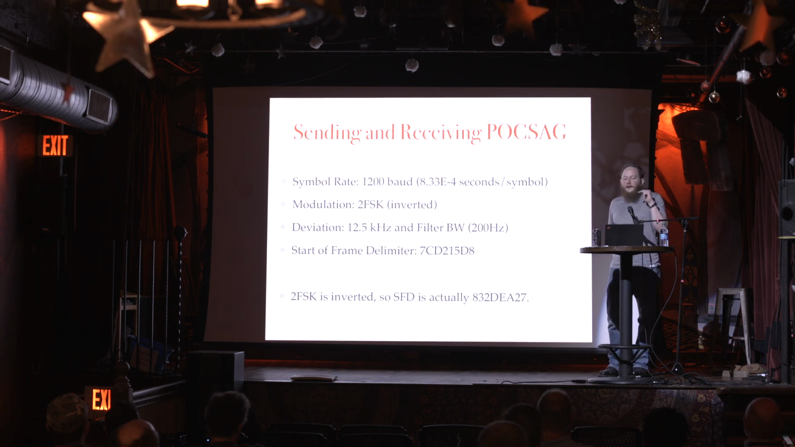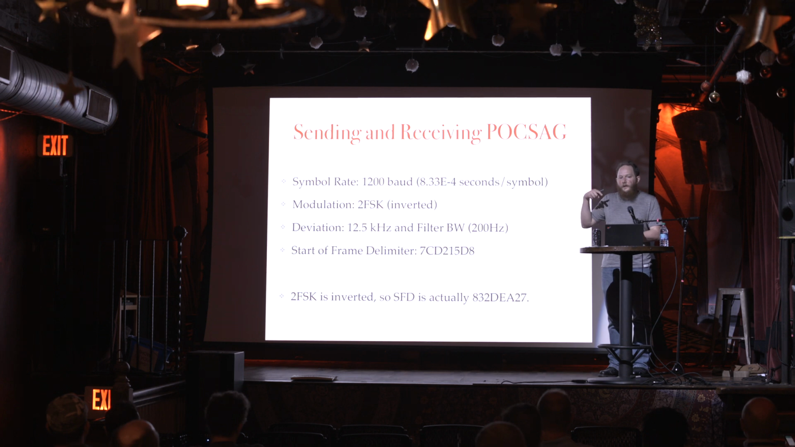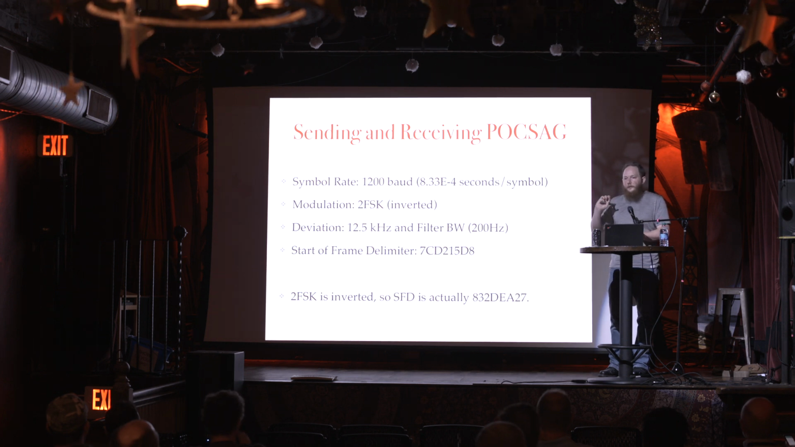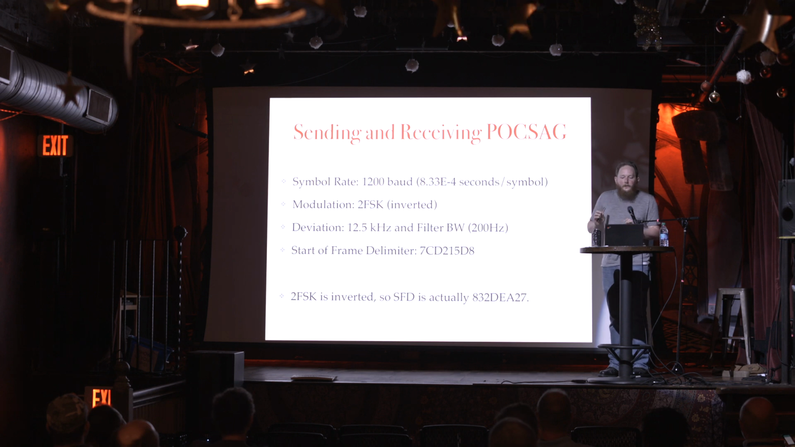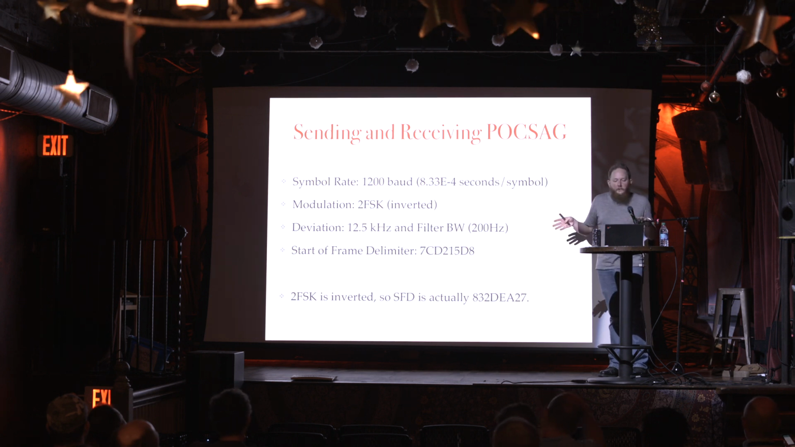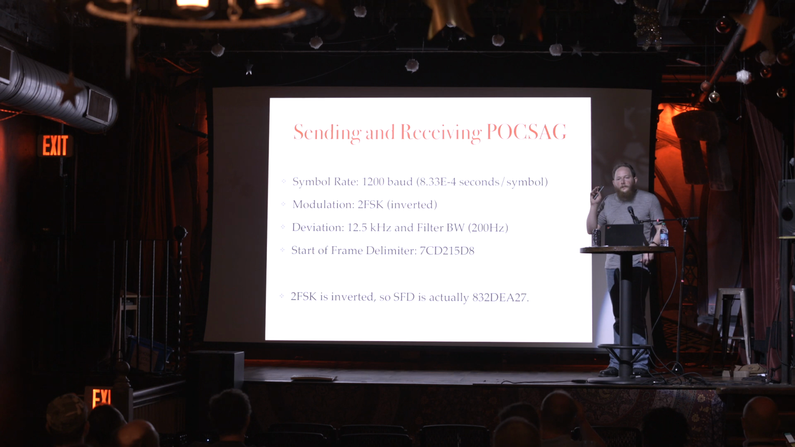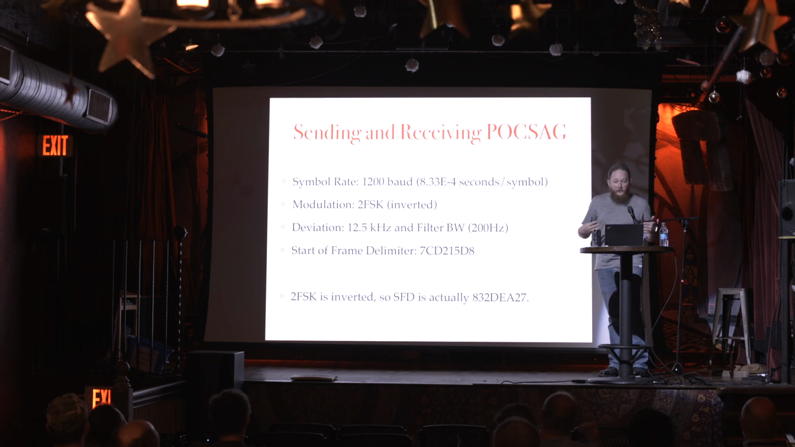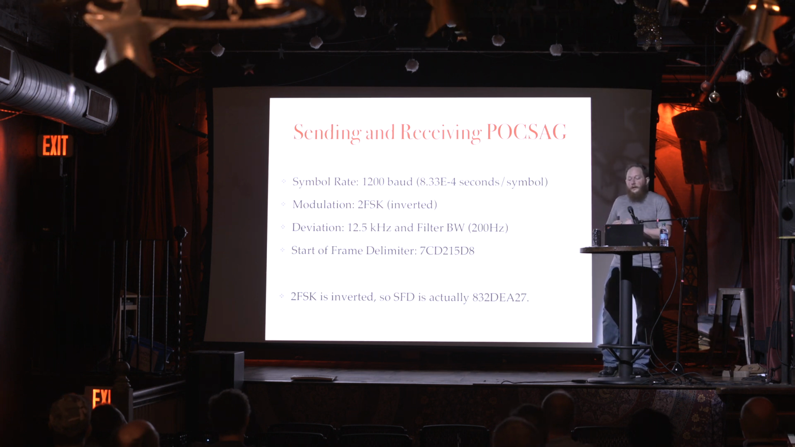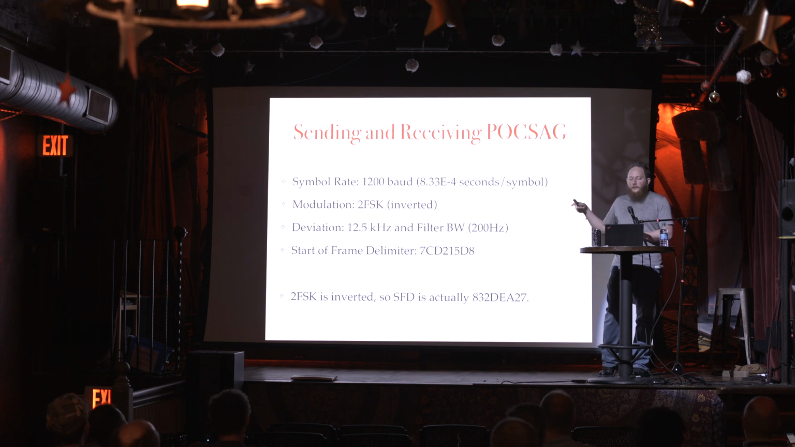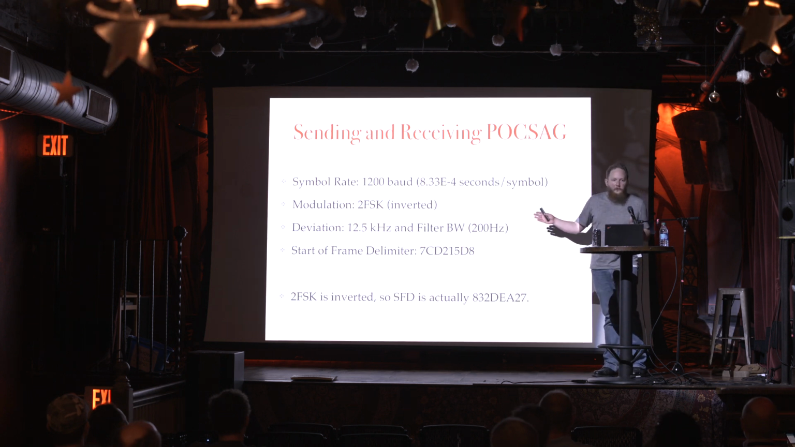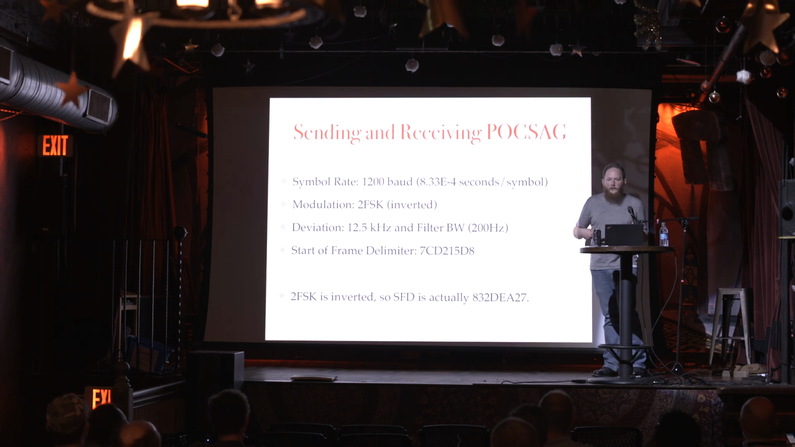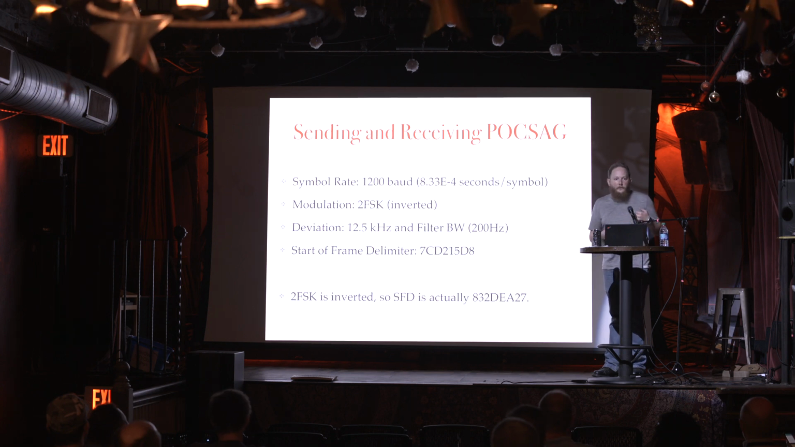So modulation is inverted FSK, which means that a 1 is the lower frequency and a 0 is the higher frequency. And the deviation and the filter bandwidth are the same, but because our 1s and our 0s are upside down, our packet will arrive in the buffer upside down, and we need to match on the inverse of the starter frame delimiter. So instead of 7CD2, we have to match on 832D. And the same is true for all of the bits in our packet. Every single one of them will be inverted.